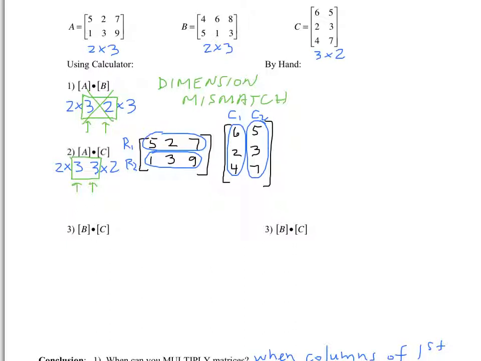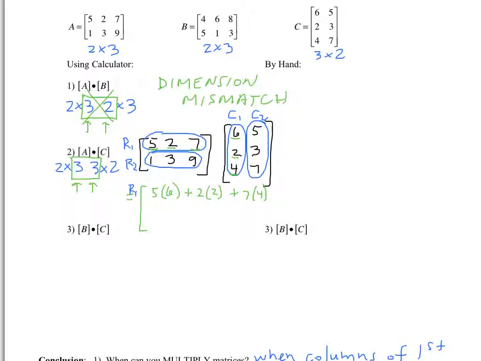So what does this look like? It's going to be this 5 times 6. Those are both the first elements in each group. Then I add that to 2 times 2. Those are both the second elements in each group. And then I add that to 7 times 4, the last elements in each group. So that was row 1 times column 1.